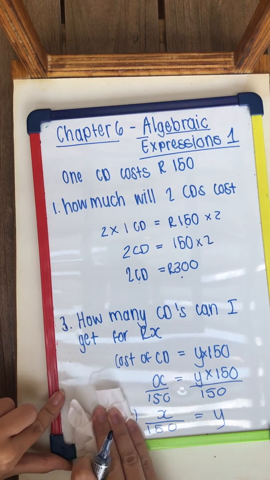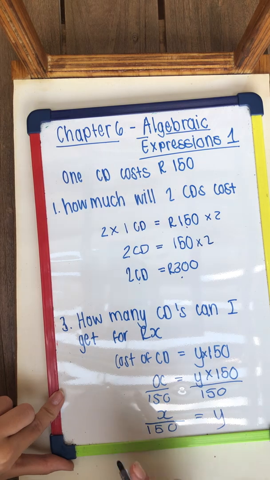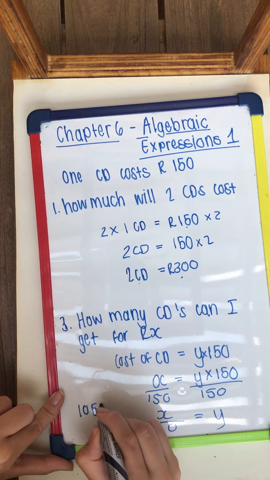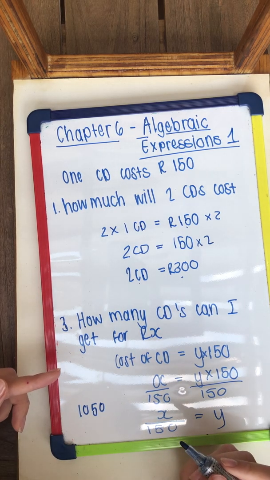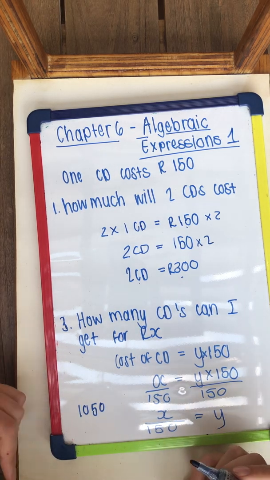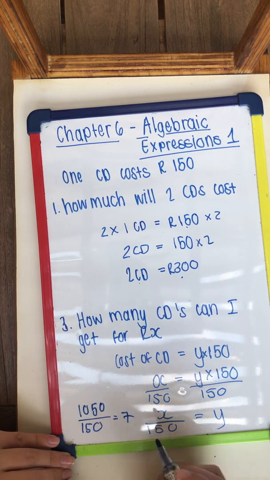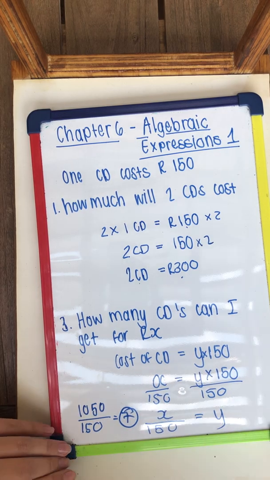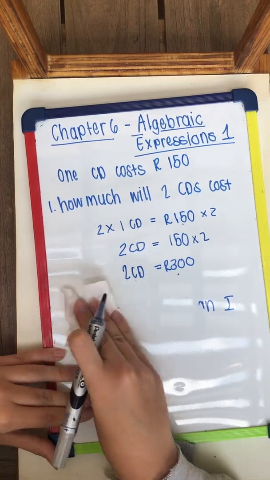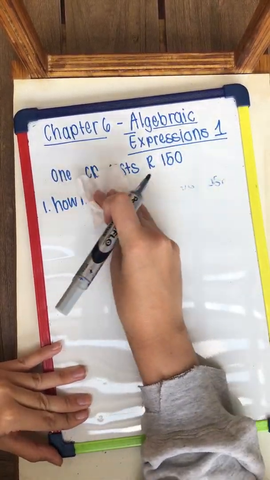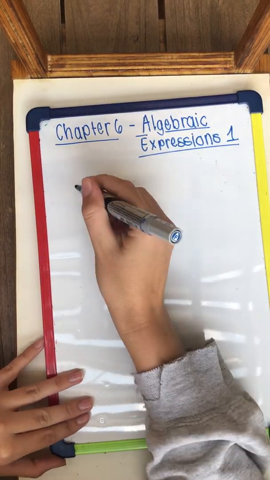So I know that I bought 2 CDs. If I had, for instance, 1,050 Rand to pay, how many CDs did I get? I divide by 150, and that gives me 7. So I know that I bought 7 CDs. Okay, so that's just an example with CDs. Now let's do another example.